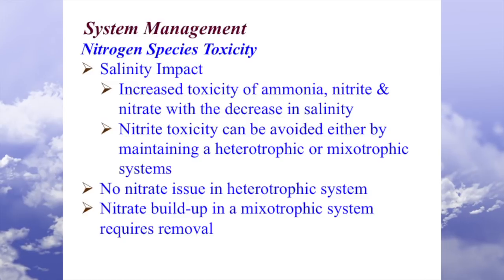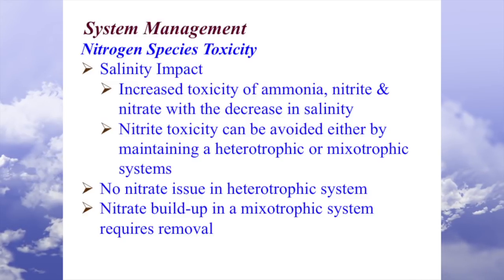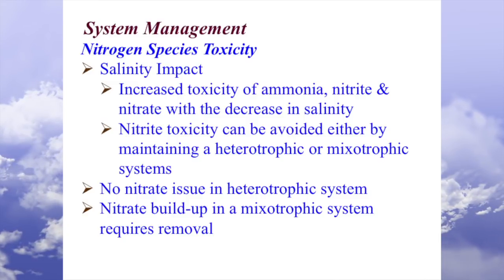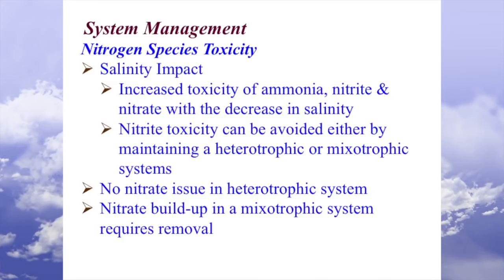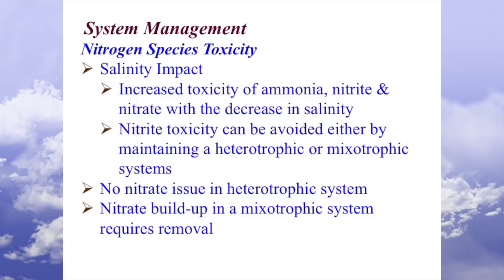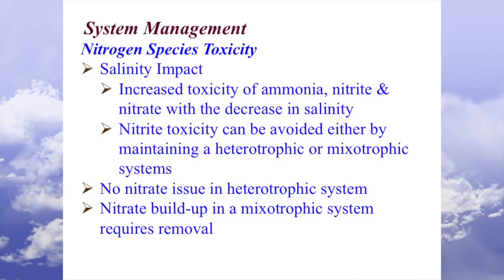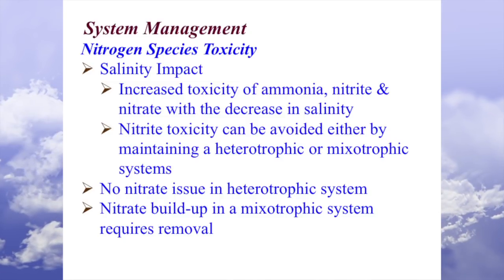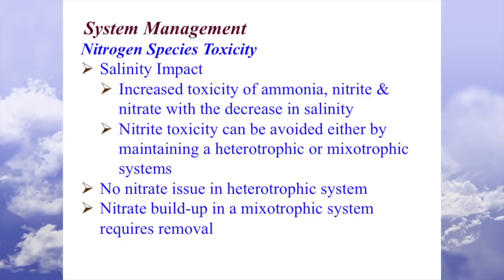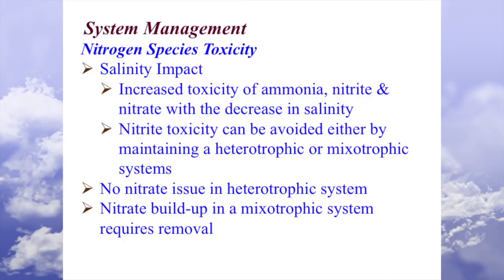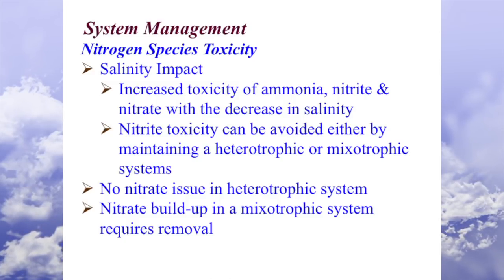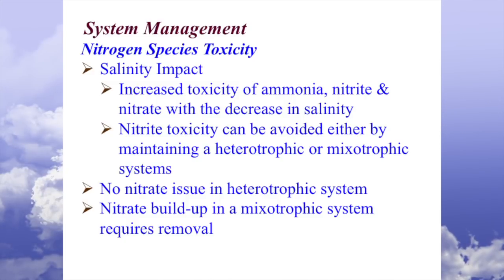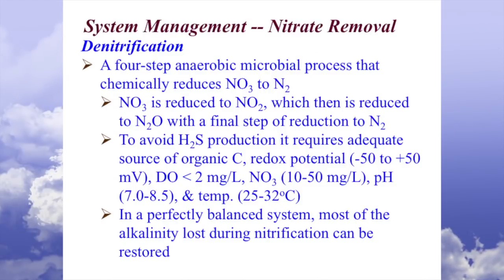Nitrogen species toxicity. Salinity impact: increased toxicity of ammonia, nitrite, and nitrate with a decrease in salinity. Nitrite toxicity can be avoided either by maintaining a heterotrophic or mixotrophic system. No nitrate issue in a heterotrophic system, as explained. Nitrate buildup in a mixotrophic system requires removal, as we'll describe later.